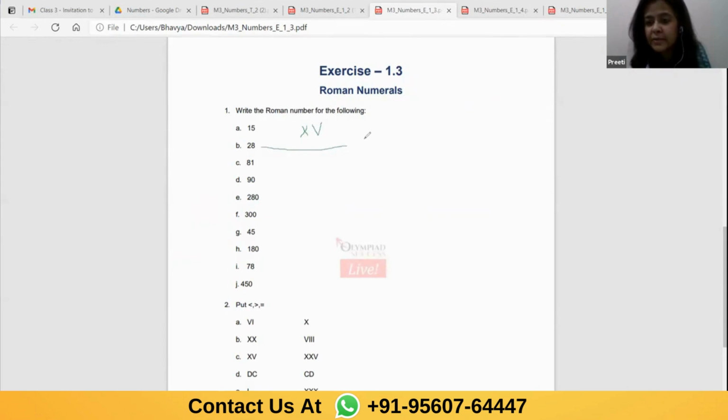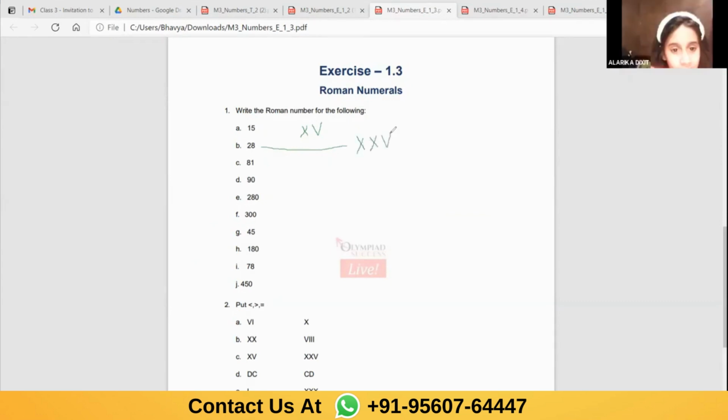28. Roman numbers for 28. First tell me for 20, quick. For 20, we use double X. For 8, we use VIII. Correct? Yes, ma'am. Take more practice, bacha. Okay.